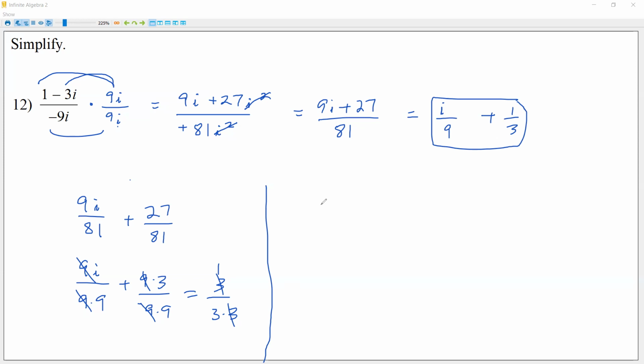But let's start again. Let's say that we've got 9i, and let's break apart 9 into 3 times 3, plus 27. That's like 9 times 3, and we know the 9 can break apart into 3 times 3 times 3, right? 3 times 3 is 9, times 3 is 27. So I'm just thinking of these numbers in terms of their factors. Well, 81 we know is 9 times 9, but let's break that apart. 9 is 3 times 3, and the other 9 is 3 times 3. So 81 is 3 times 3 times 3 times 3.